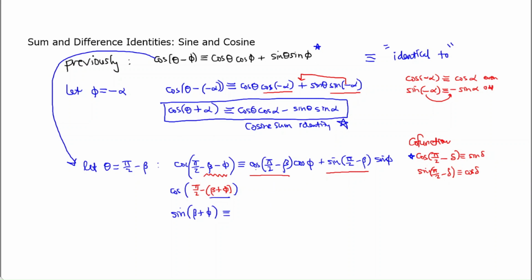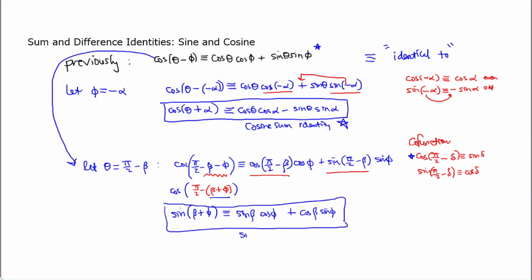Okay, the underlined cosine pi over 2 minus beta, that just becomes the sine of beta. Then we still have the cosine of phi still there, plus. And then the underlined sine pi over 2 minus beta, using our cofunction, that's cosine of beta, and then we still have sine phi remaining in that position. And before you know it, we now have something that we can call a sine sum identity.